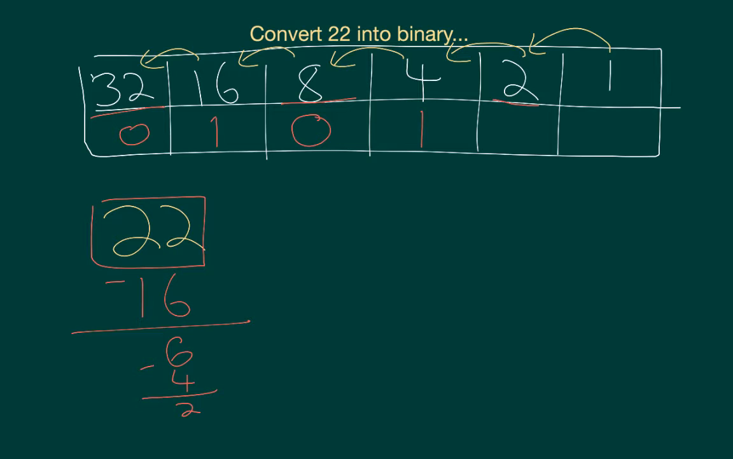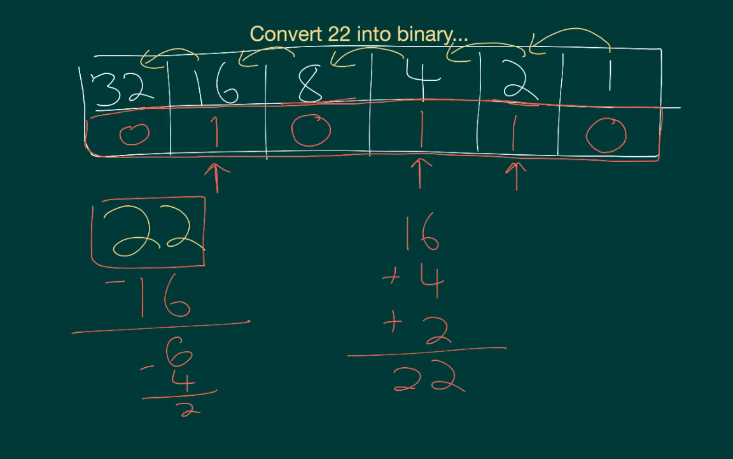Well, does 2 fit into 2? Yeah, it fits exactly into 2. That's perfect. So if I have 2 minus 2, I'm left with 0, and I do not need to use the 1. So what I wrote under here is my binary number. All you're doing is picking which numbers add up to 22, and you put a 1 under them. So I used 16, 4, and 2. If I add all of those up, I get 22.